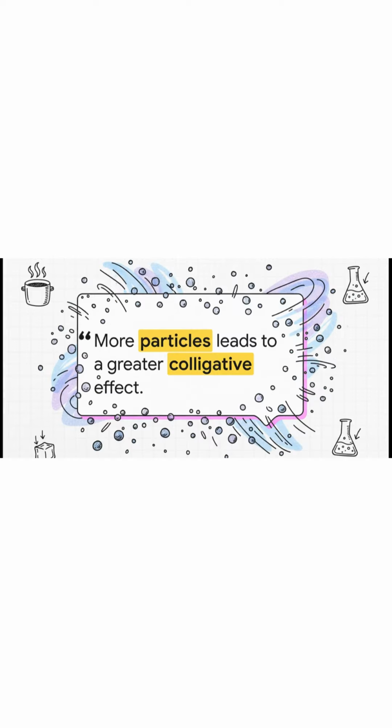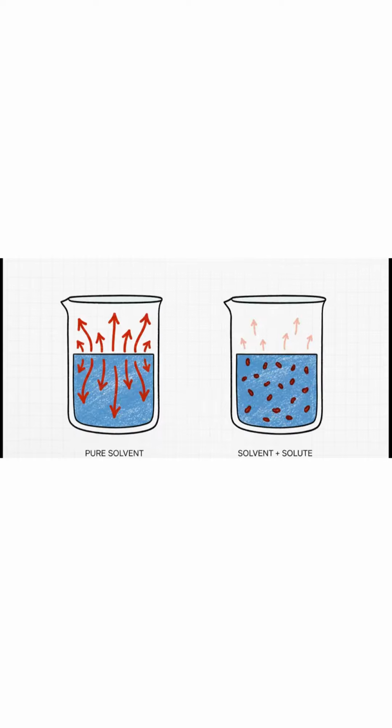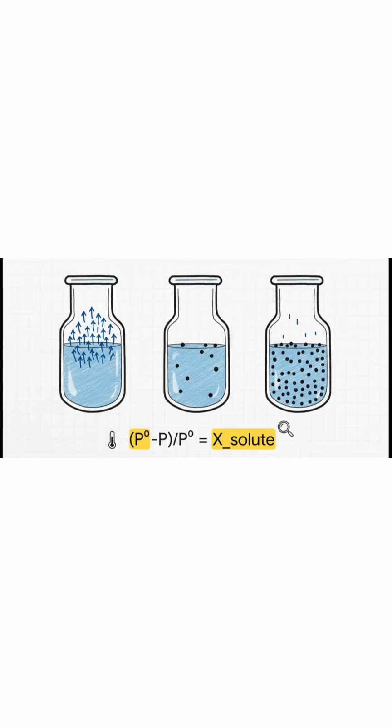Okay, but here's where it gets really interesting. It's not what you add, but how many particles. This leads to four effects called colligative properties, and they only depend on the number of particles. First, solute particles get in the way, making it harder for the solvent to evaporate. This is all described by something called Raoult's law. It's a pretty neat little formula.